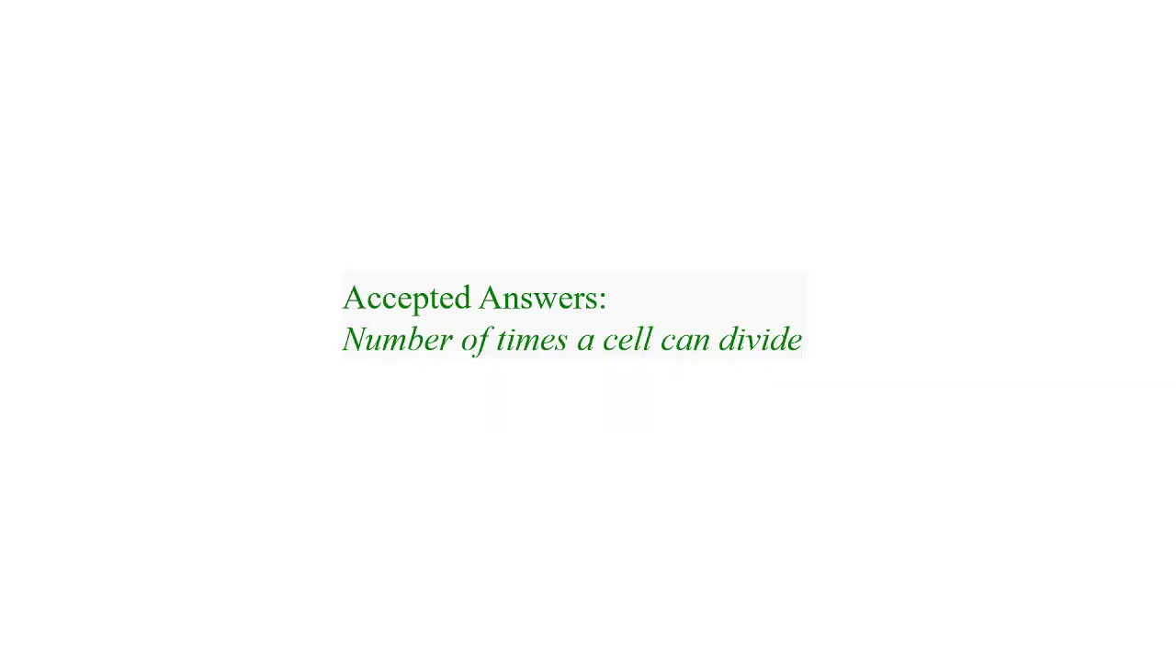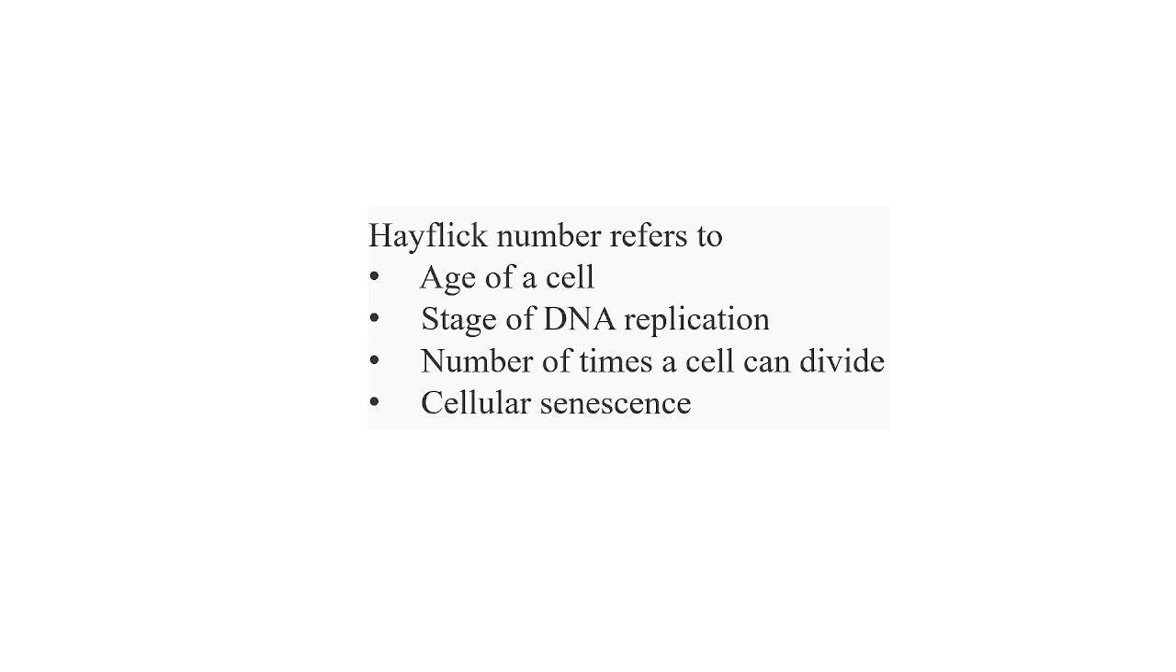So the answer is number of times a cell can divide. The options were: Hayflick number refers to age of a cell, stage of cell replication, number of times a cell can divide, and cellular senescence. So Hayflick number refers to the number of times a cell can divide. Okay. So Hayflick number will decide the length of the telomeres and how much time the telomeres can help in the replication, and then how many times the cells can divide.